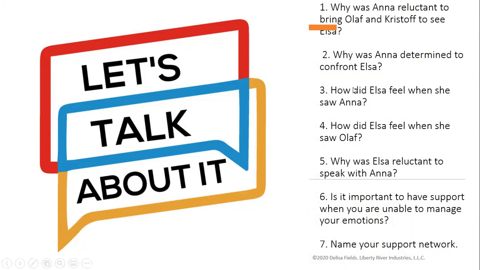So let's just look at some of the discussion topics that I drafted. Why was Anna reluctant to bring Olaf and Kristoff, again, that should be Sven, to see Elsa? Why was she reluctant? We notice that, again, we're teaching our students how to recognize emotions. And I'll say this, I didn't include this in my point, but in the very first few moments of the clip, we saw the effort that Anna put into reaching her sister.